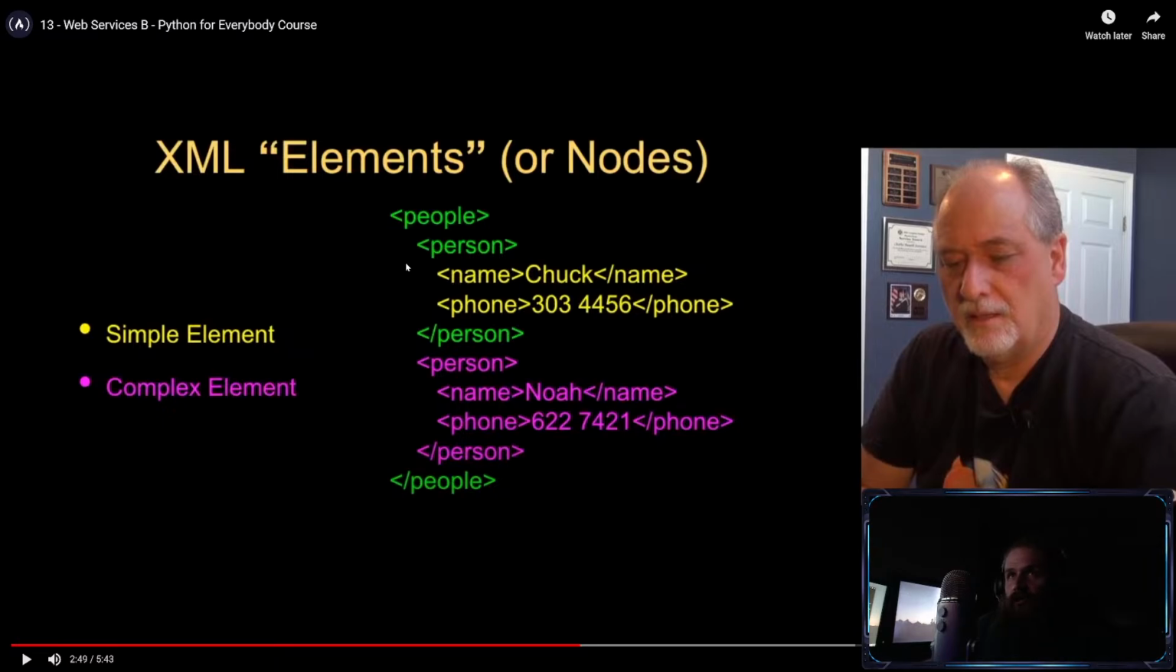XML elements or nodes. Person. So simple element, name, Chuck, name, or excuse me, phone, content, phone, end tag. Oh, so this is the node. It's like inside person, because that's a beginning tag, that's an ending tag, and that's like a tag within a tag. A simple element.